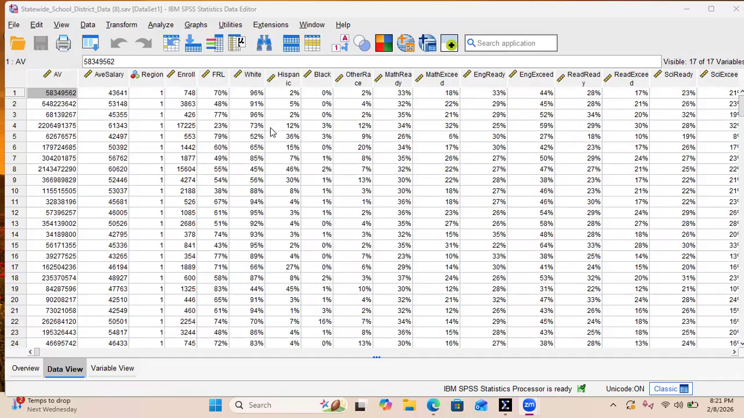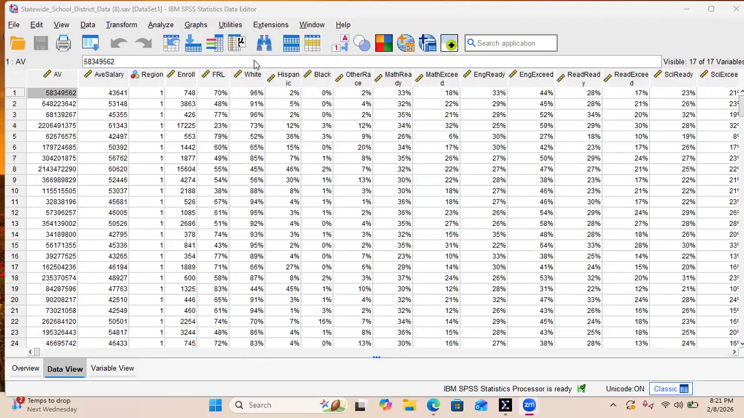But before we can just dive into a Pearson R correlation, we have to determine if Pearson R is indeed the right correlation test that we need to use. So we need to check for a few things. We need to check for normality, linearity, and homoscedasticity.